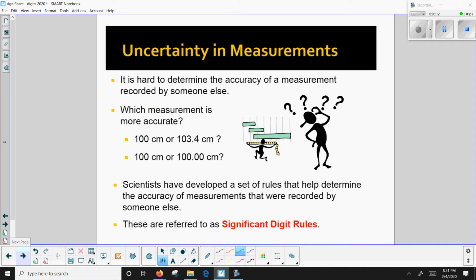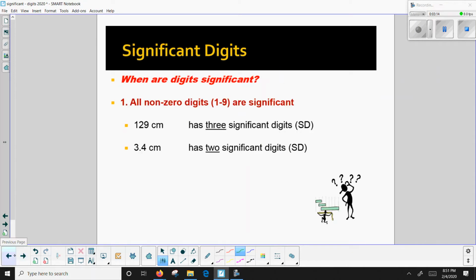To do this, we have a series of rules, and these are called significant digit rules. Sometimes they're also called significant figures or sig figs. We're going to use significant digits. The first rule is that we assume all non-zero digits, 1 to 9, are significant, because you must have read it off of something, so we know that's a good part of the measurement. If I've got 129, there are 3 significant digits here. How about 3.4? You must have read it off some kind of device, so 3.4 has 2 significant digits.